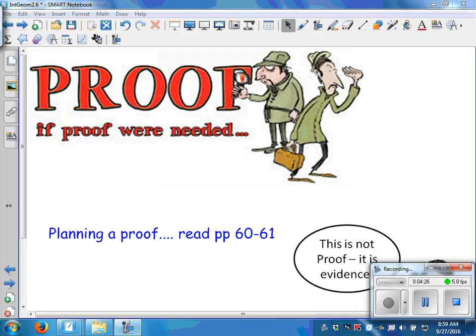So one of the things that you're going to be doing is talking about planning a proof, because eventually you're going to have to do this by yourself from start to finish. And if you look in your textbook on page 60 and 61, it talks about how you plan a proof. When you think about proving something, it's evidence. It's like if you were on a crime show and you see the actors providing all of the evidence to prove what's happening in the show. Same idea here. You may have a picture, you may have some given information, but you have an obligation to prove logically, step by step, what is being or attempting to be proven in that problem.